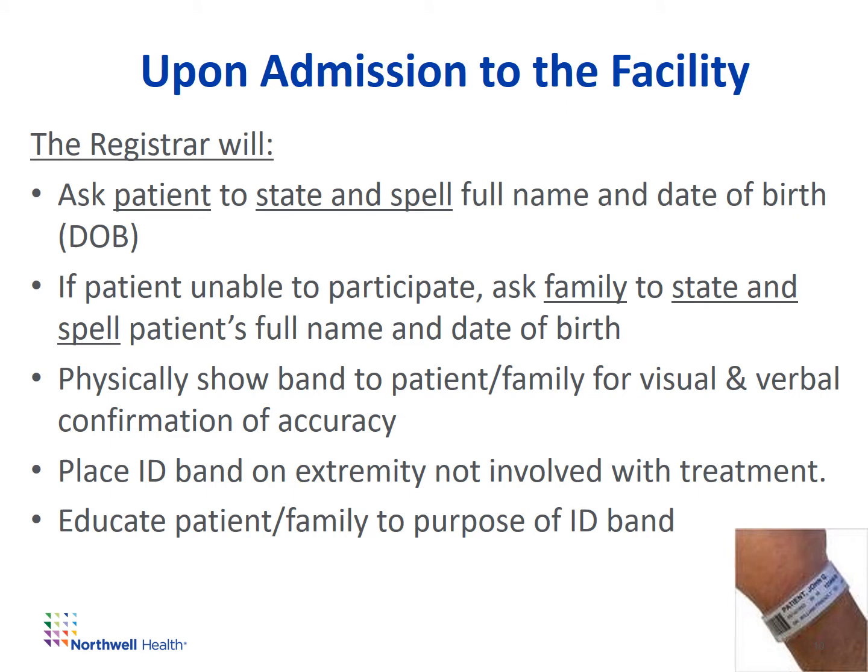At all points of the patient registration process, the patient or the patient's family will be asked to state and spell the patient's full name and date of birth. After the ID band is placed, the staff will visualize the ID band and physically show the ID band to the patient and family for visual and verbal confirmation of accuracy. Place the ID band on an extremity that is not involved with treatment. Educate patient and family members on the purpose of the ID band.